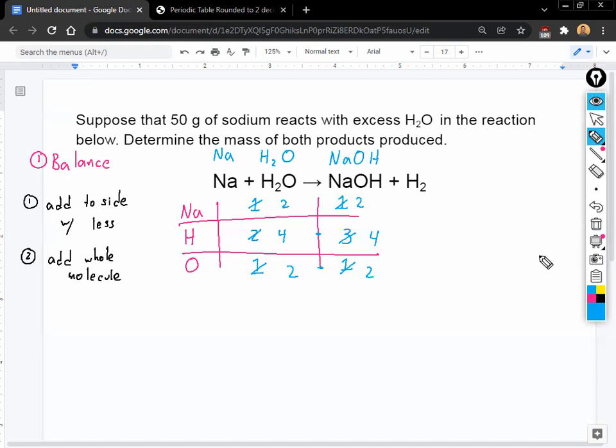Okay. All right, and then we just put numbers in the front. So we're going to put a 2 in front of Na, 2 in front of H2O, and 2 in front of NaOH. And these are called coefficients. It just tells you how many of that molecule you got. All right, so that's step 1. Any questions on the balancing?